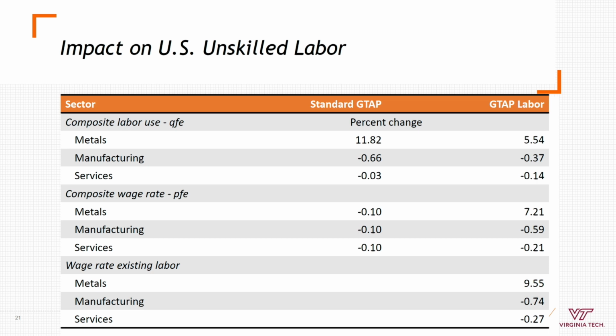So you've got this existing labor in metals that's specific. So they want to demand more labor, right? So that's going to drive up the wage rate for existing labor in metals. And so in this case, the wage rate goes up by 9.5%. And the composite wage, so this is between matched and existing labor, goes up by 7% relative to a 0.1% drop in the existing GTAP model, right? So labor is more expensive, okay?